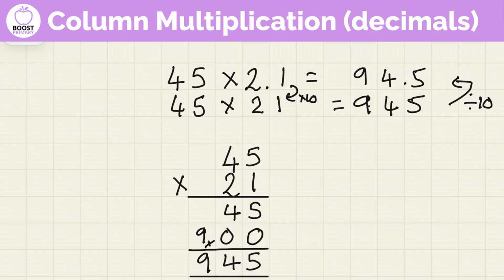And there you have it. That's how you use column multiplication to multiply decimals.